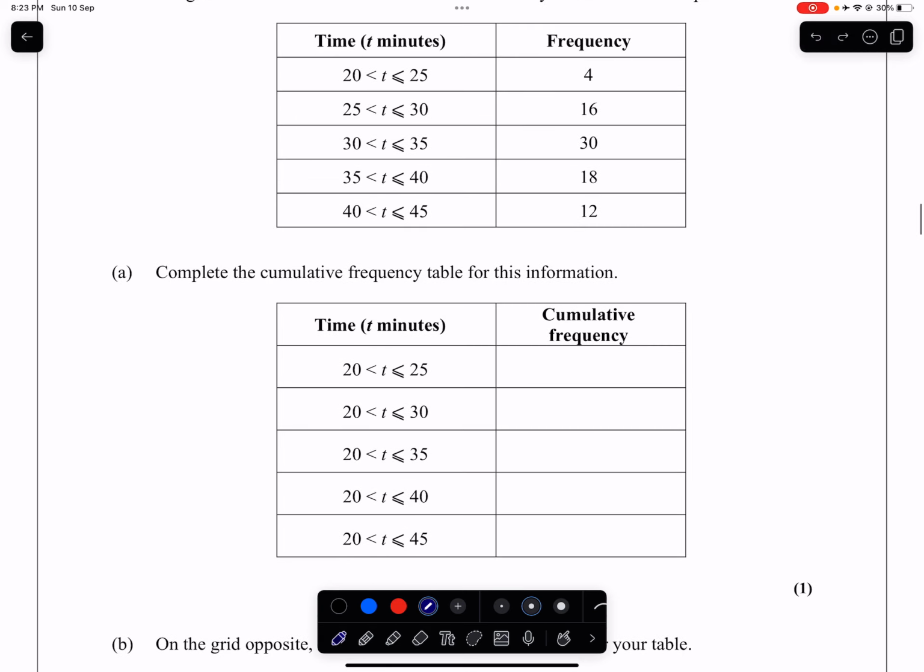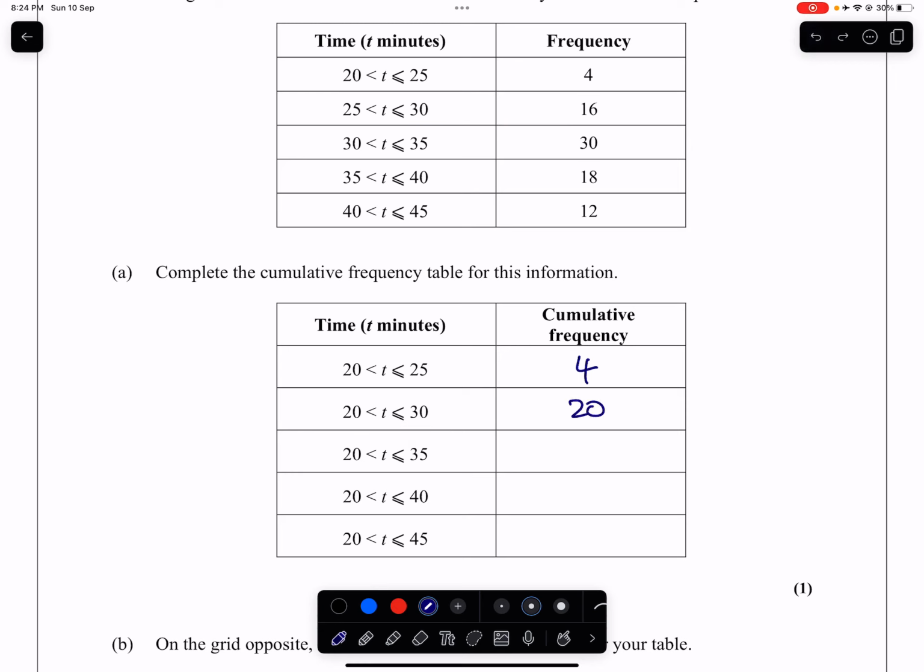So up to 25 minutes for the first one, there were 4 people. Up to 30 minutes, which is the sum of these two, 4 and 16, giving us 20. And then we have 30 more if we include up to 35. Sorry, so that's 30 more on top, giving us 50. And then we have 18 more, including up to 40, and another 12 more, which will include us all the way up to 45, like so.